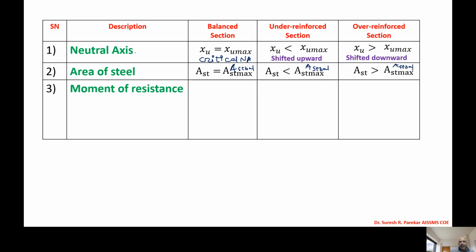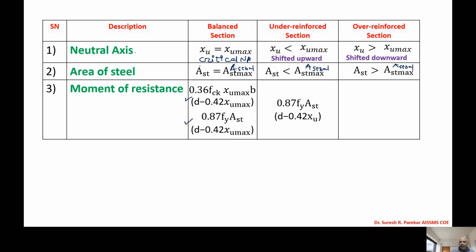Now for moment of resistance, as here both reach maximum value, we can use the formula for concrete or the formula for steel in the balanced section. In the under reinforced section, steel reaches maximum value first, so I have to use the moment of resistance formula of steel. And in case of over reinforced, concrete reaches maximum value first, so we are going to use the formula of concrete. So keep in mind, these sections are not allowed, that is, the over reinforced section in the limit state method.